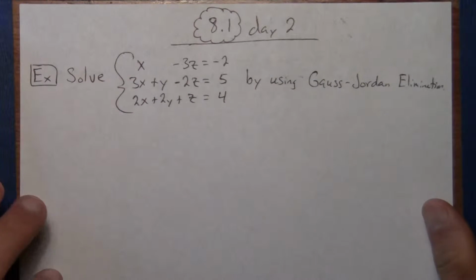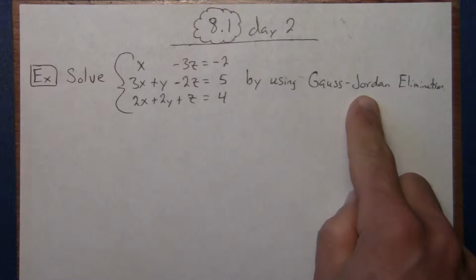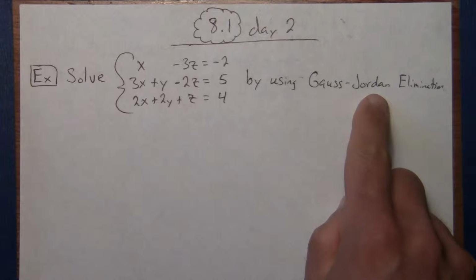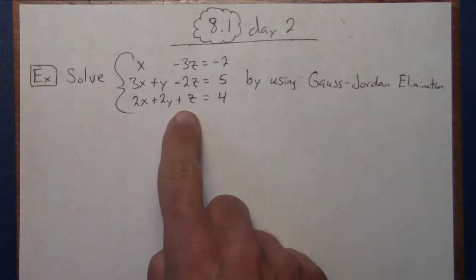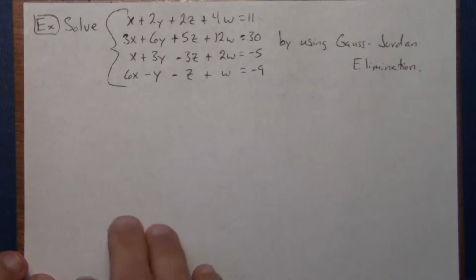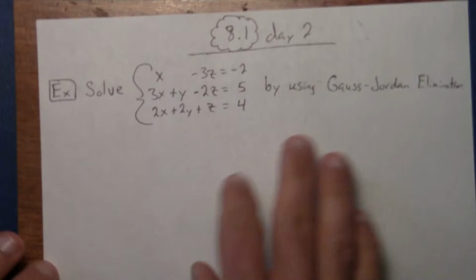Okay, for section 8.1, day 2, we are solving by using a process called Gauss-Jordan elimination. And as you saw in class, it's virtually the same thing as doing Gaussian elimination with a couple extra steps on it depending on the size of your matrix. So we'll solve the 3 by 3, and then like you had in the homework for day 1, we'll solve a 4 by 4 as well.